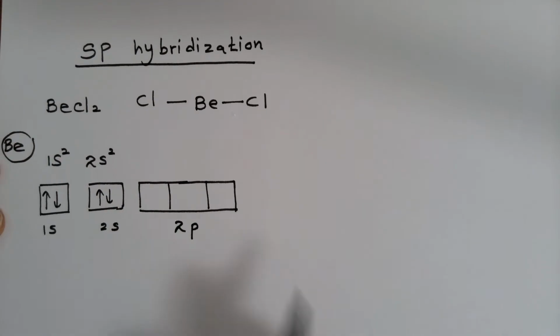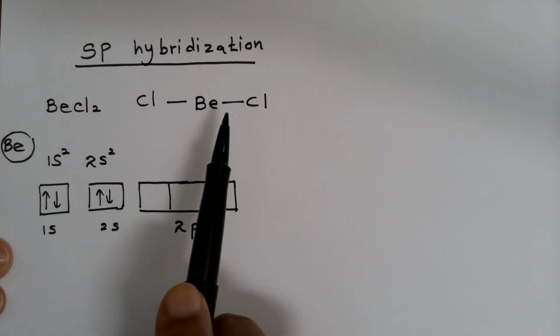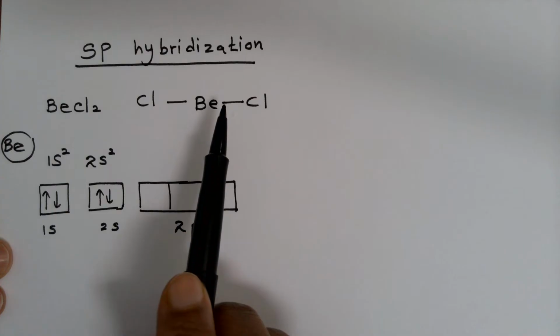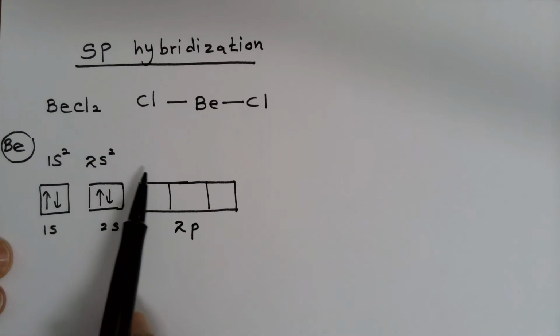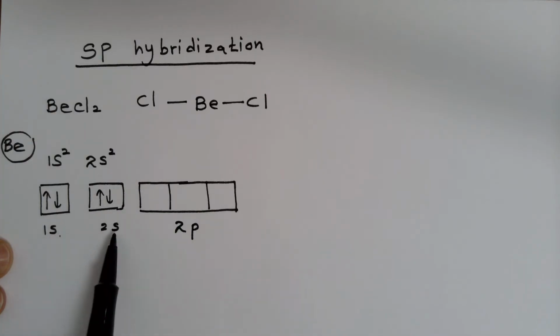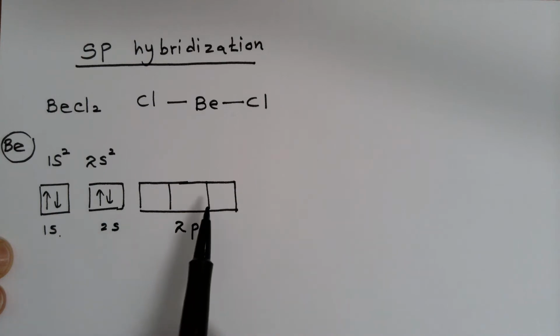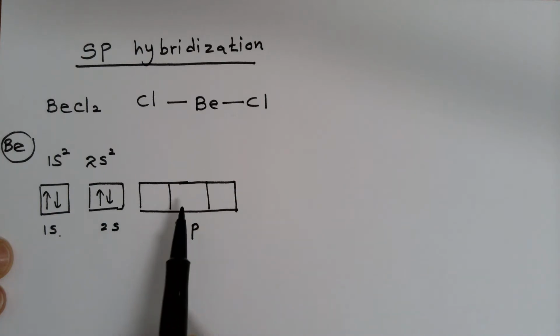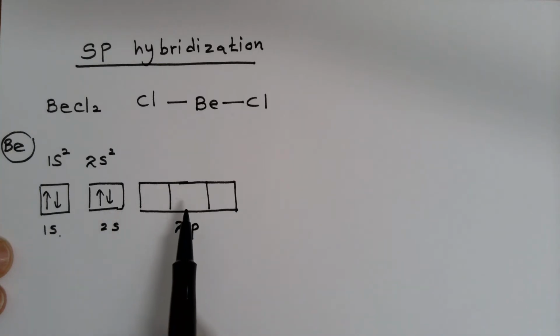So first we draw the Lewis structure. From the Lewis structure we can identify the central atom, that is beryllium. So beryllium configuration is 1s2, 2s2. In the orbital diagram it looks like this: 1s2, 2s2, and in the n equals 2 level there is a p level also available, but the p level has no electrons. This is how the beryllium atom looks.